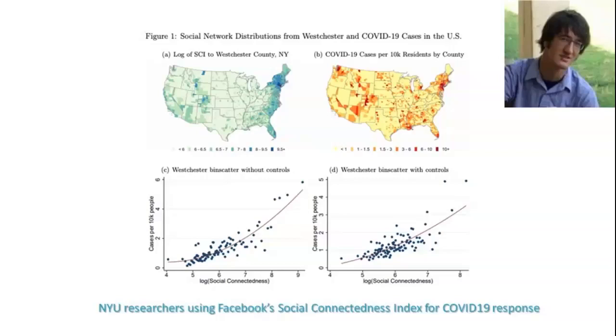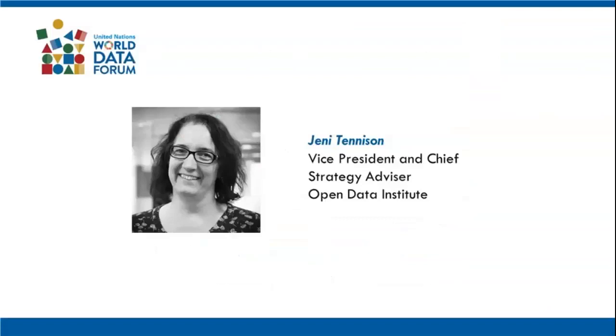Okay, excellent. Thank you so much for that. Great. We are going to move over to our final speaker now. Jenny Tennyson is the Vice President and Chief Strategy Advisor at the Open Data Institute. And her institute works with companies and governments to build an open, trustworthy data ecosystem. And this is their tagline, where people can make better decisions using data and managing any harmful impacts.